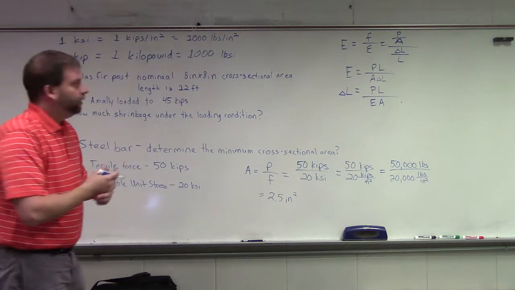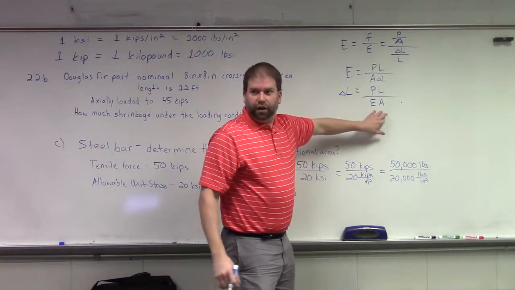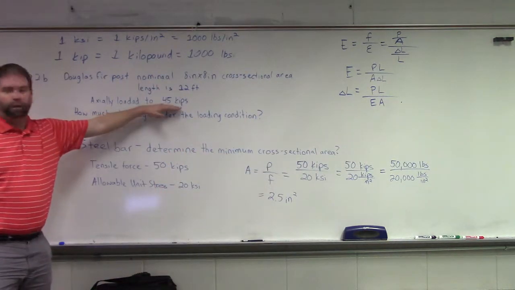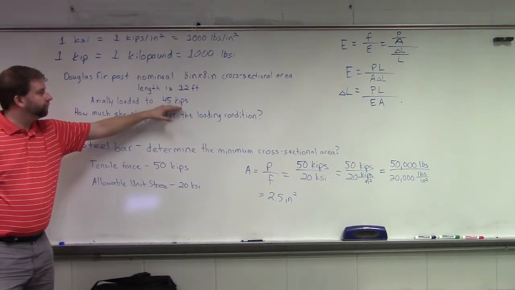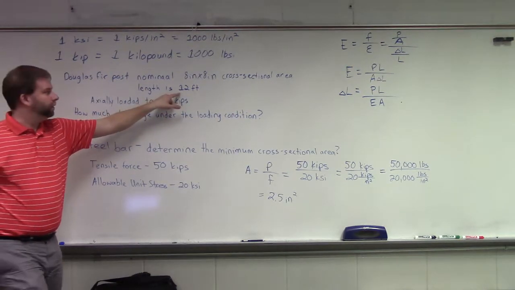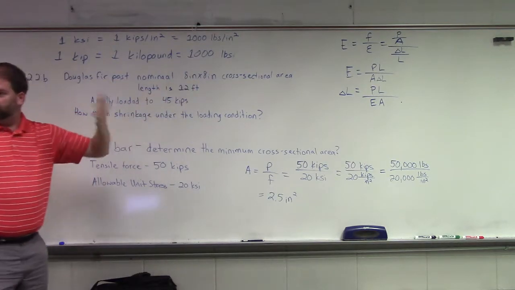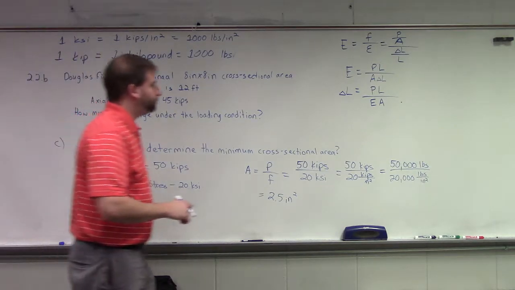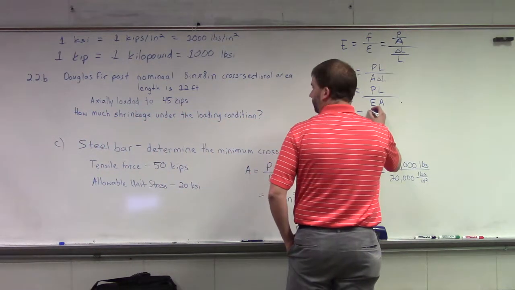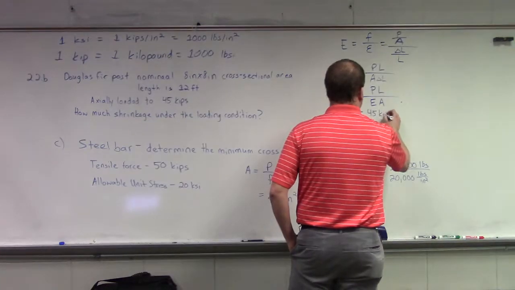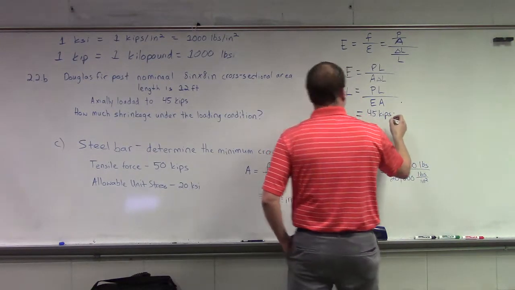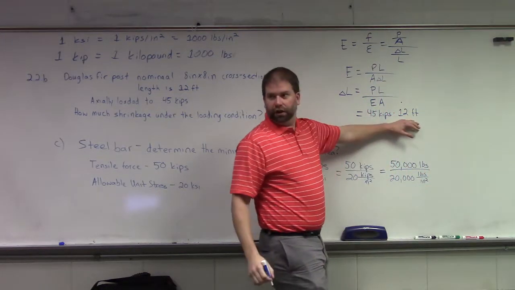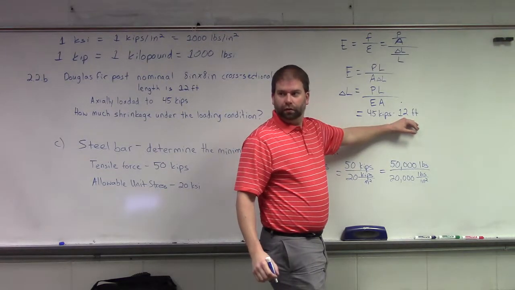Okay? Do we know everything on this side of the equation? Yes. We know the load that we're applying, right? We know the length of our material. We know the cross-sectional area, and we can look up our assumed value for our modulus. Okay? So here our load, 45 kips. Our length is 12 feet. And if you want to work in inches, how many inches are you working with? 144.